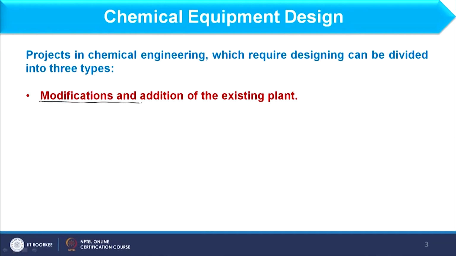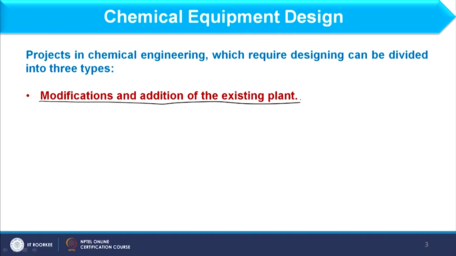Now, as far as designing is concerned, the main equipment I am considering over here is related to chemical engineering or chemical process. So, all projects which are related to design from the mechanical aspect point of view can be divided into three different categories. The first part is modification and addition of existing plant.